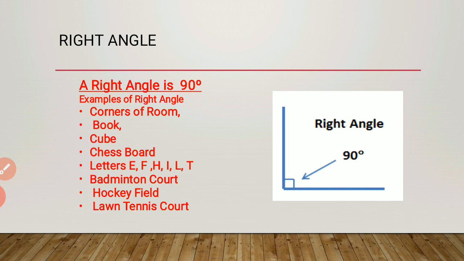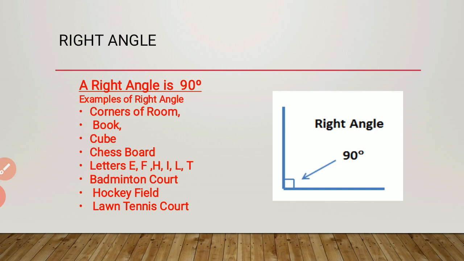And examples of right angle. First, in this picture there is a right angle and it is exactly 90 degrees. The corners of your rooms in your house make 90 degree angles. And your book is also making a 90 degree angle. Then a cube or cuboid, these geometrical shapes make 90 degree angles. Chessboard corners also make 90 degree angles.